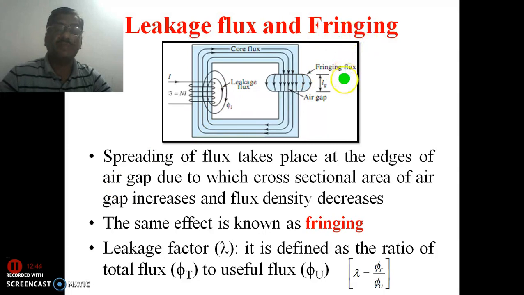What do you mean by fringing? Spreading of the flux takes place at the edges of the air gap, due to which the cross-sectional area of the air gap increases and the flux density decreases. This effect is known as fringing.